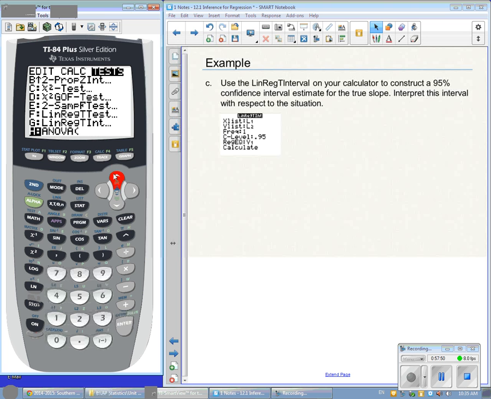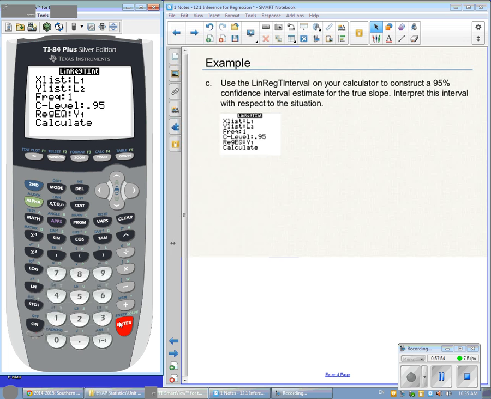So we're going to do a t-interval. And just like with all of the other tests that we've done and all the other intervals we've done, the calculator pretty much prompts you for everything. It wants to know where the data is stored. Remember that we're going back to our original x and y, so we're going to go to list 1 and list 2. You're going to put in your confidence level, which is 95%, and you want to tell it where the regression equation is stored. And then you're going to let the calculator do the work for you.